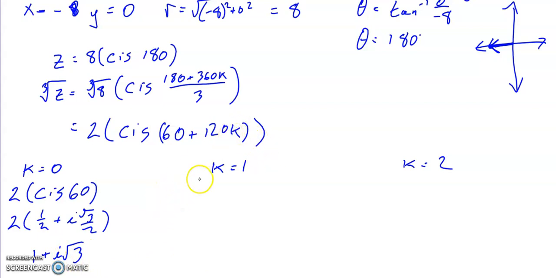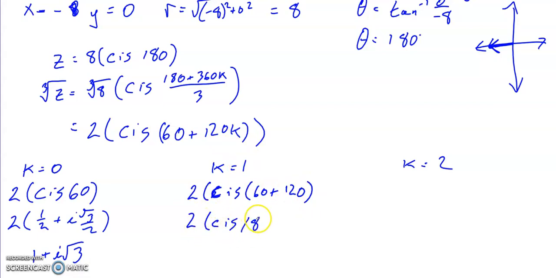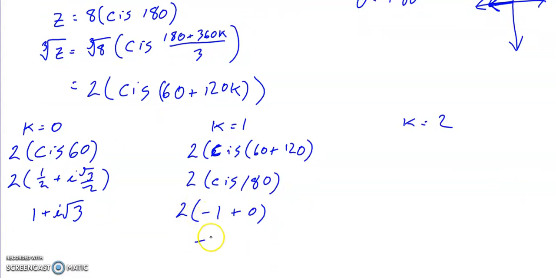If k is 1, we're going to do 2 times cis of 60 plus 120 times 1, which is 180. Well, there's my 180, so we're going to do 2 times negative 1 plus 0. Distribute, 2 times negative 1 is negative 2. Boom, that's the negative 2 we got at the very beginning.